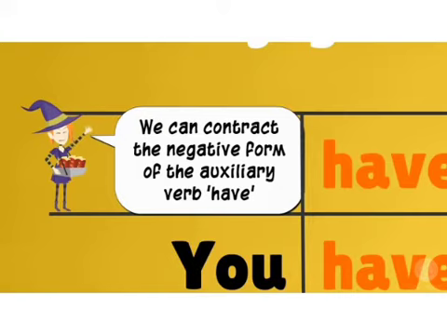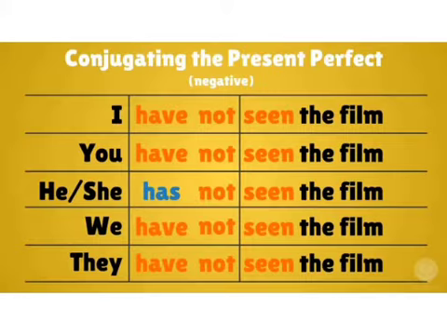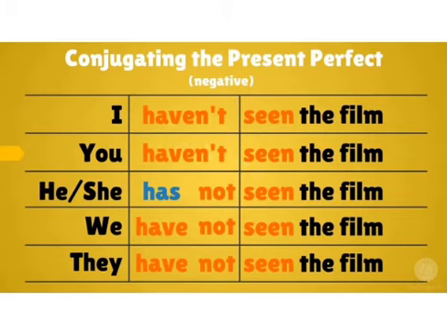Now it's time to contract the negative form of the auxiliary verb have. Yes, you are right. How do we contract? Have plus not is nothing but haven't. I haven't seen the film. Have plus not once again. Yes, haven't. You haven't seen the film. For the third one, he hasn't. Am I right? Yes. He hasn't seen the film or she hasn't seen the film.